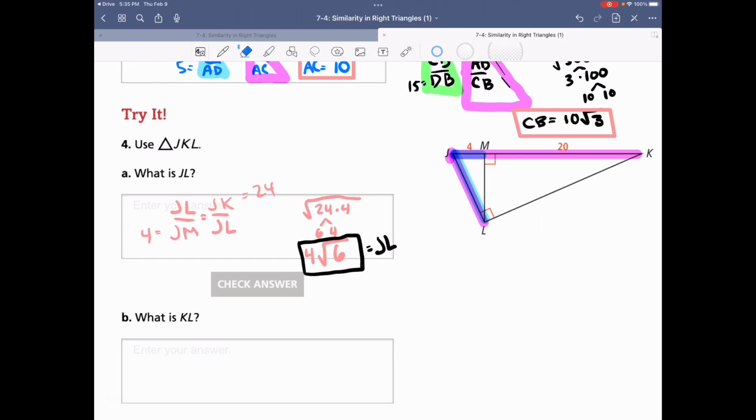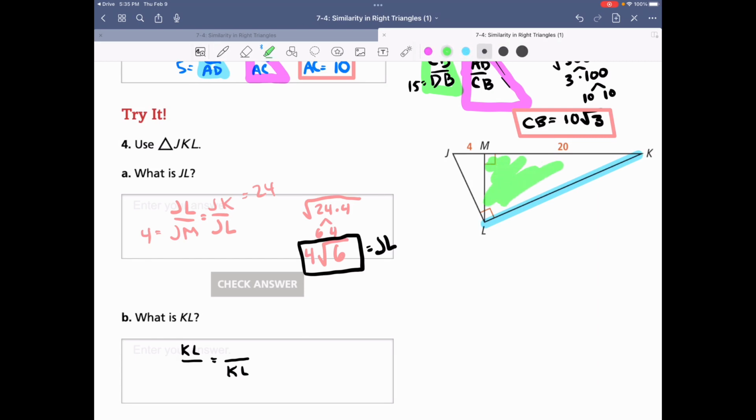I'm just going to clear all of my highlighting from before. KL is right here. KL is associated with the big outside triangle. So we'll write KL in our proportion. Let's first talk about it. It appears in the large triangle and it also appears in the medium triangle.